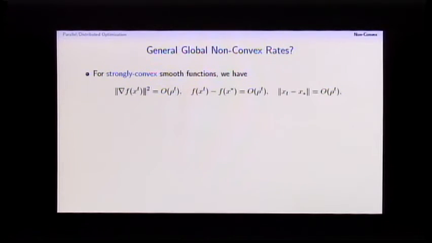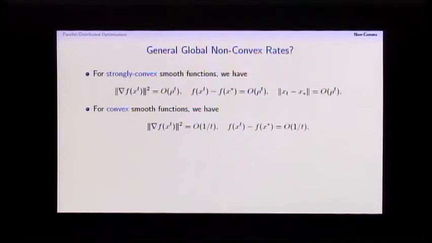Okay, so another topic. If I'm talking about strongly convex smooth functions, I can prove that the iterates converge, the function values converge, and I can prove that the gradient norm also converges. The rate here I think is slightly different. If I start talking about convex functions that are not strongly convex, I can still show that the function values converge, and I can still show that the gradient norm converges.